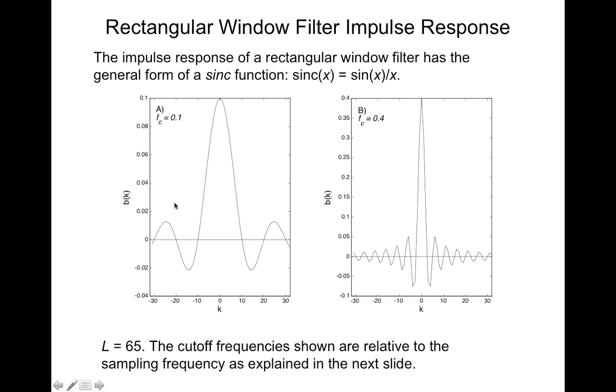So here's what the impulse response of a rectangular window filter looks like. Sine of x over x. We can define different filter lengths. The cutoff frequencies shown are relative to the sampling frequency. So here's a cutoff frequency of 0.1. Here's a cutoff frequency of 0.4.